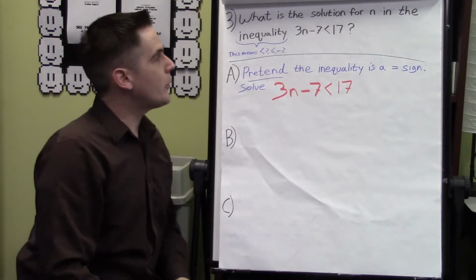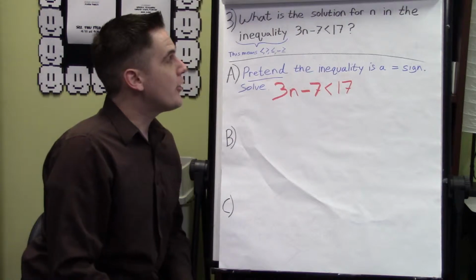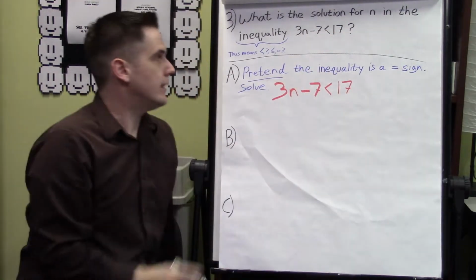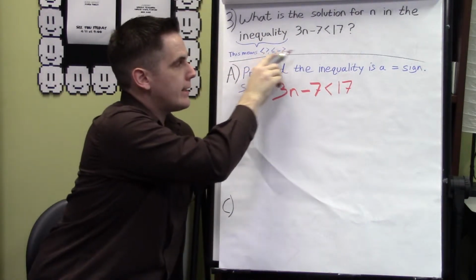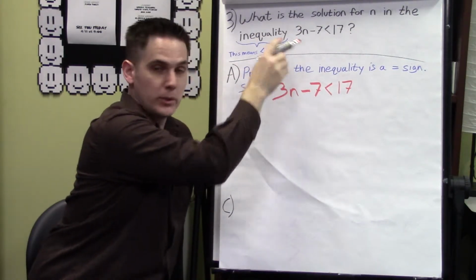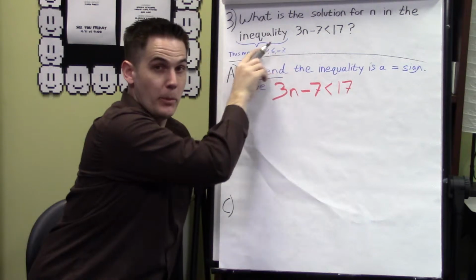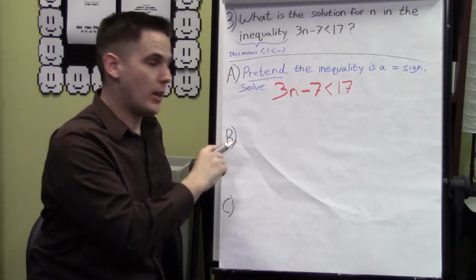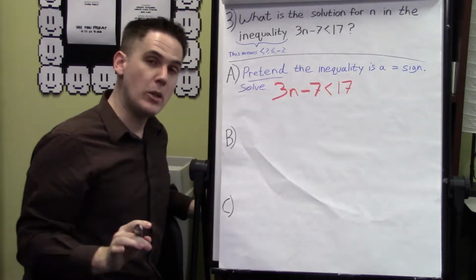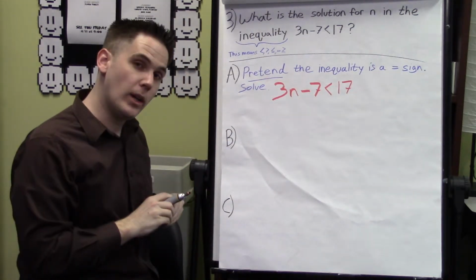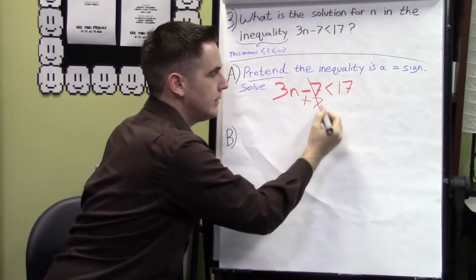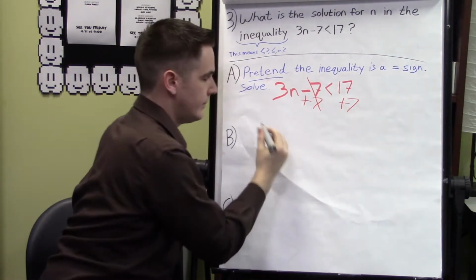What is the solution for n in the inequality 3n minus 7 is less than 17? Remember, inequality means less than or greater than, or less than or equal to, basically those little arrows that point left or right. If you know how to do the first two problems, you know how to do this. Just pretend this is an equal sign for now and solve it the same way as when you had an equal sign. So, plus 7, plus 7.